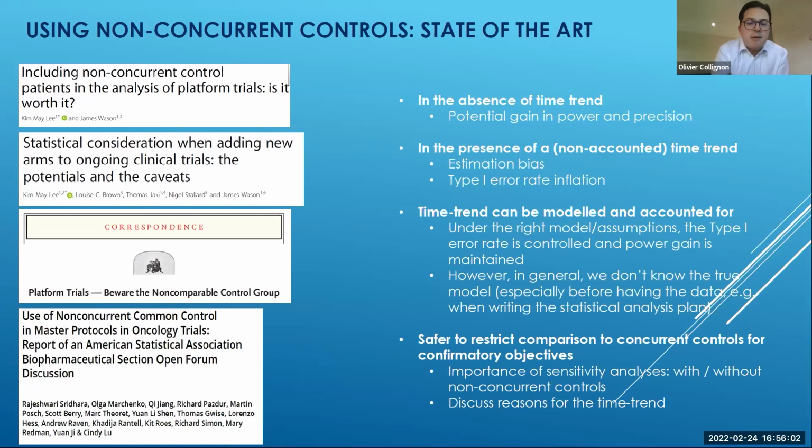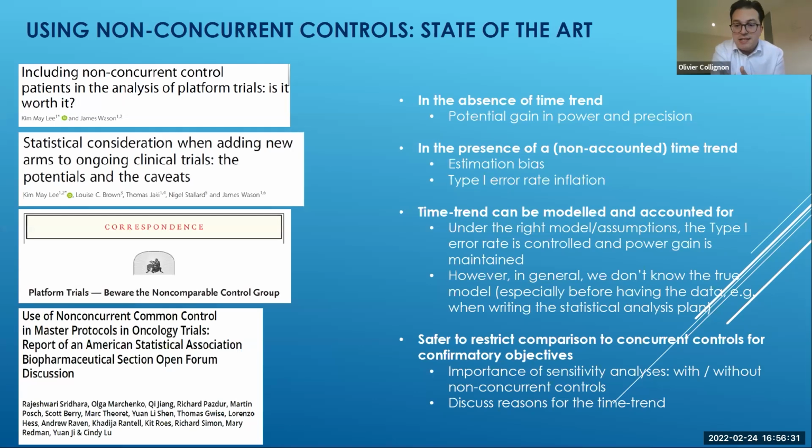So in the absence of a time trend, we have a potential gain in power and precision, as has been demonstrated at the beginning of the workshop. When we have a time trend that is not accounted for, then we are prone to estimation bias and type 1 error inflation, which of course can be an issue in a confirmatory setting. The good news is that a time trend can be modeled and accounted for, and under the right assumptions, we can maintain the power gain while controlling the type 1 error rate.